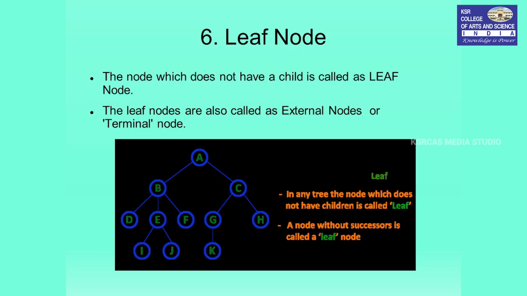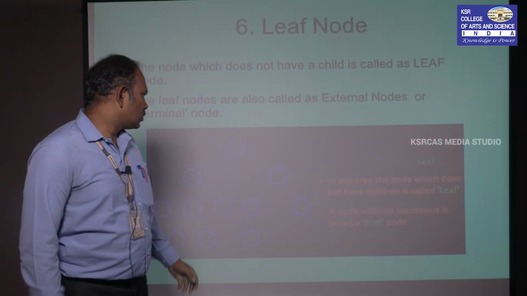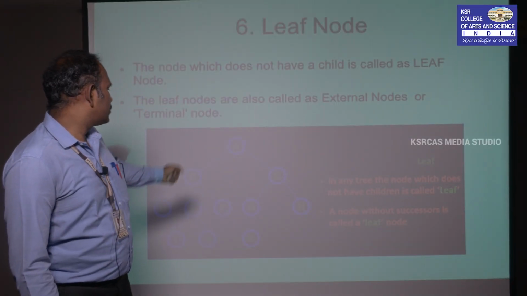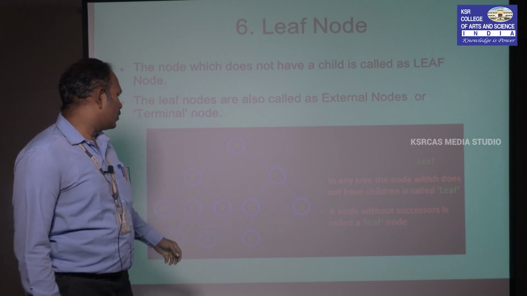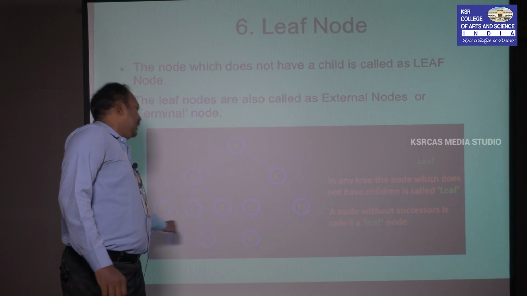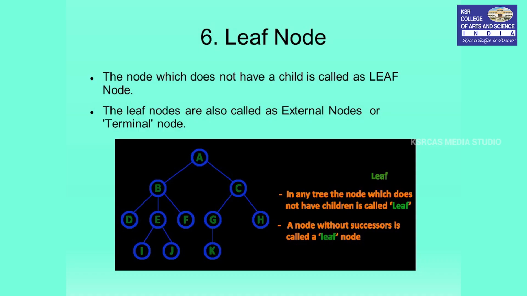Leaf. What is a leaf? The node which does not have a child is called a leaf. So in this figure, the leaf nodes are I, J, and K. These are the leaf nodes, because in any tree, a node that does not have children is called a leaf.